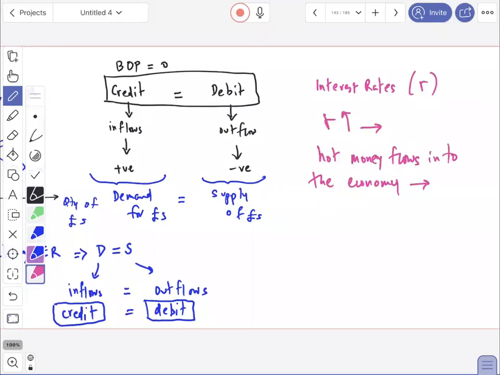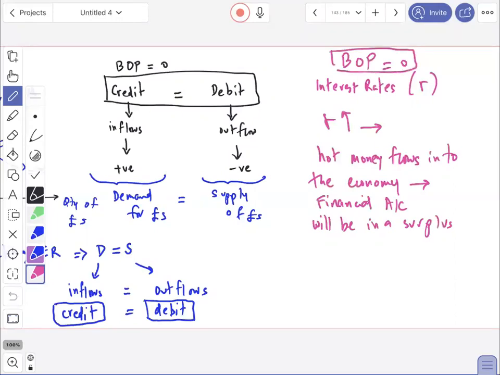So guys, if interest rates are going up, hot money is flowing into the economy. If hot money is flowing into the economy, that means your financial account will be in a surplus. So your BOP was equal to zero, and suddenly your financial account is in a surplus.